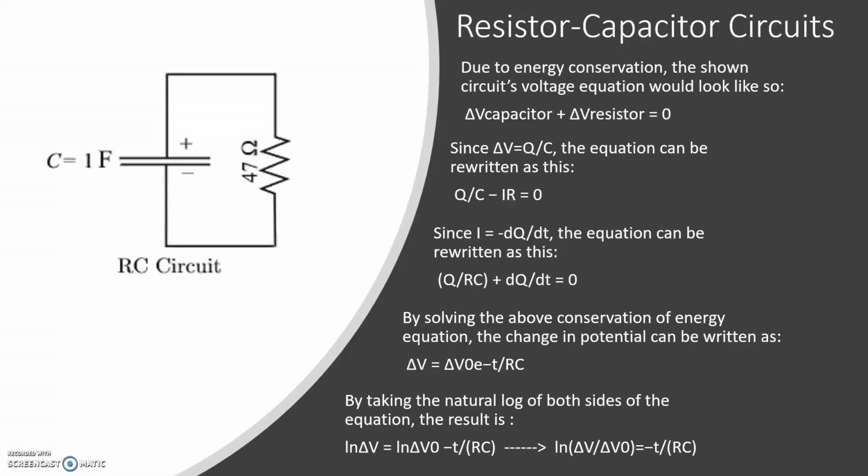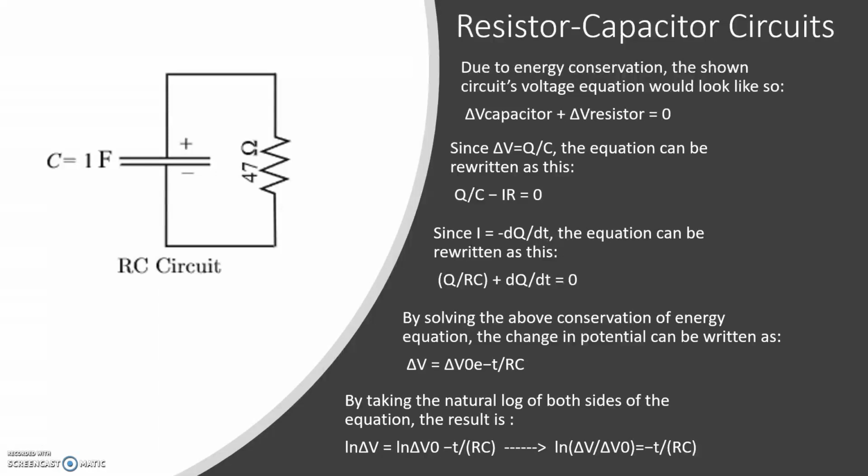The picture on the left is a circuit with a 1 farad capacitor and a 47 ohm resistor in parallel. Due to energy conservation, the shown circuit's voltage equation would look like so, as the delta V capacitor plus delta V resistor equals 0. And since the potential difference is measured as the charge divided by the capacitance, this equation can be rewritten as Q over C minus I times R is equal to 0. And since I, the current, is equivalent to the negative change of charge divided by a change in time, then the equation can be rewritten as seen.